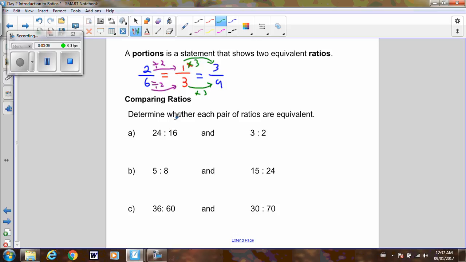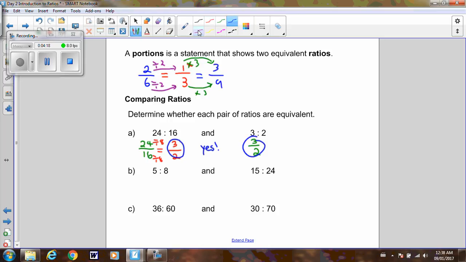Here they want to determine whether each pair of ratios are equivalent. Basically they're asking us, are these two things the same? So let's write it as a fraction. 24 over 16, and this one is 3 over 2. In order to know if they're the same or not, we have to make this smaller or make this bigger. If I divide this by 8 and divide this by 8, 24 divided by 8 is 3, and 16 divided by 8 is 2. So this and this are exactly the same thing. The answer is yes here.